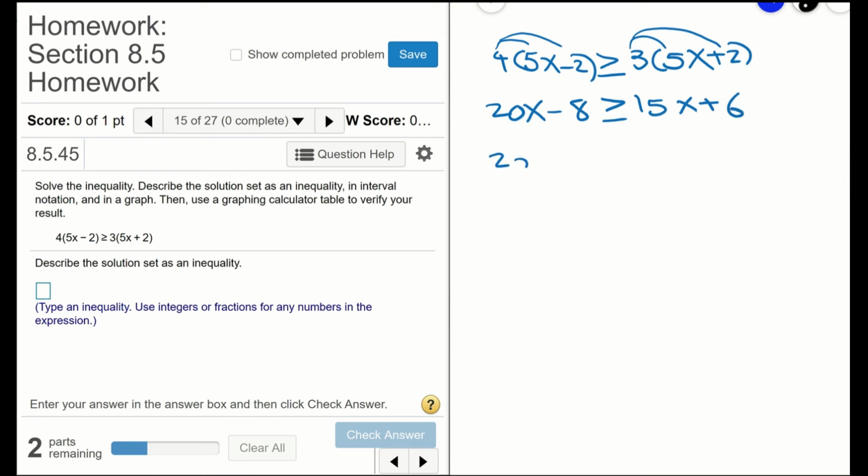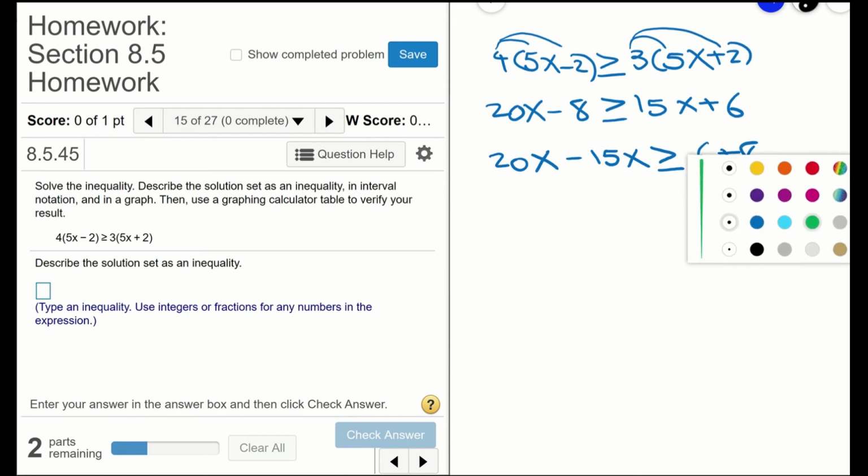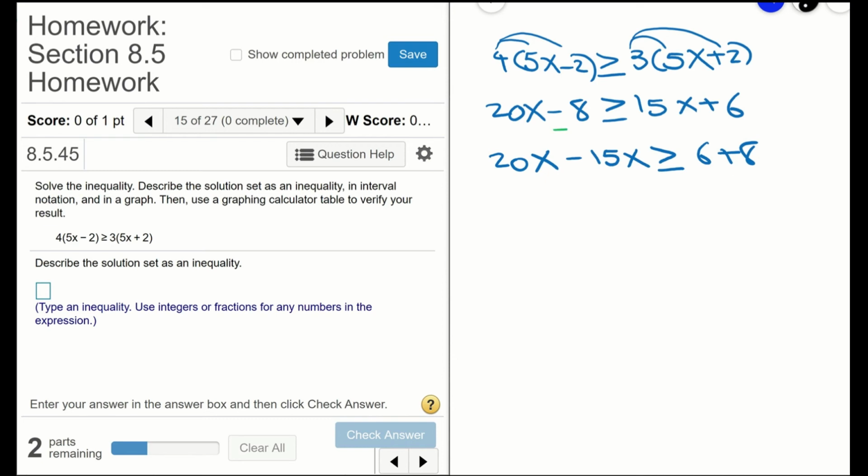So now we have 20x minus 15x greater than or equal to 6 plus 8. Notice after we distributed, there was nothing else to do on either side, so we separated. Move the 15x to this side, became negative 15x. Move the negative 8 to that side, became positive 8. Of course, basically, if you want to see what we're actually doing, we are adding 8 to both sides. We're also subtracting 15x from both sides.